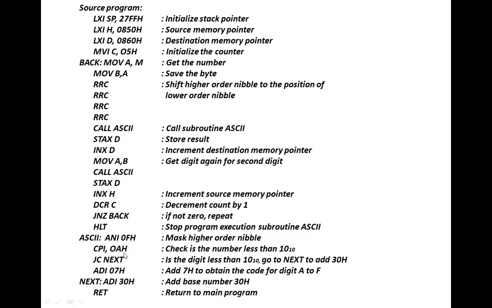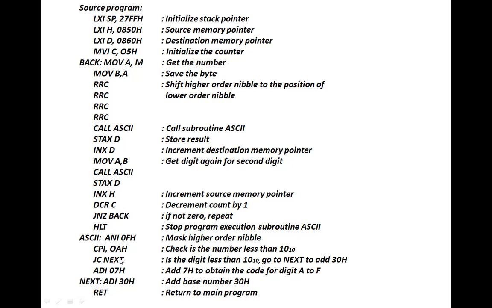But suppose the number which is available in the accumulator in the lower order nibble is more than 9. Suppose it is A. That is more than 9, that is 10. Then in that case, carry will not be generated. So if carry is not generated, instead of going to the next, it will go to ADI 07. So first it will add 07, then it will add 30, and then it will return.